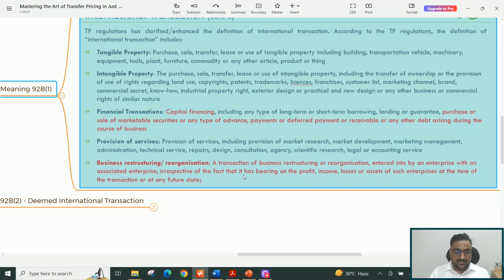Now here it gives an exception to what we read earlier, right? Now what could be this type of business restructuring or reorganization? Let me tell you that the Act does not define this type of situation. It just says that in case a transaction of business restructuring or reorganization happens, even though it does not directly bear on the profit, income, losses or assets of such enterprises, still you are required to benchmark such type of transaction. Now how may it happen?